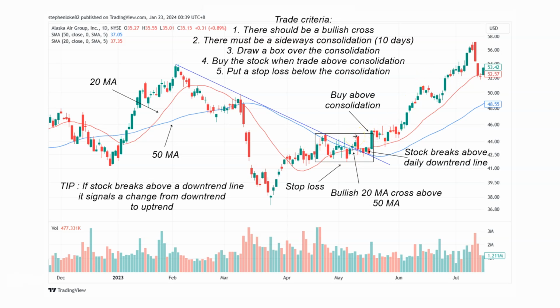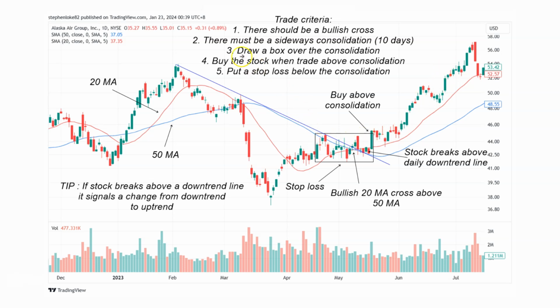Now, the sideways consolidation must not be too wide. It must be quite tight. If the sideways trading is from here and then it jumps up here, down, up like this, it's not valid. You want it to be in a relatively tight area, because this shows that the stock is resting, and eventually after a period of rest the stock will break out and move higher.